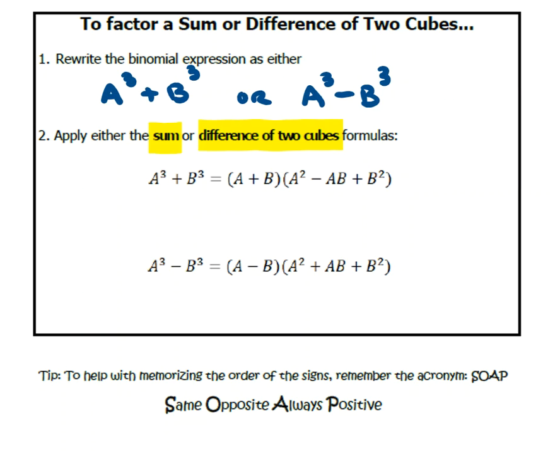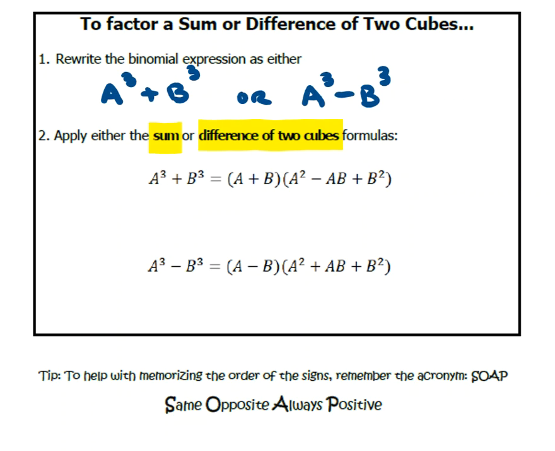Now, if you find that the expression is expressible as a cubed minus b cubed, then there's a little bit of variation, but a similar looking formula. You can factor it as quantity a minus b times quantity a squared plus ab plus b squared.